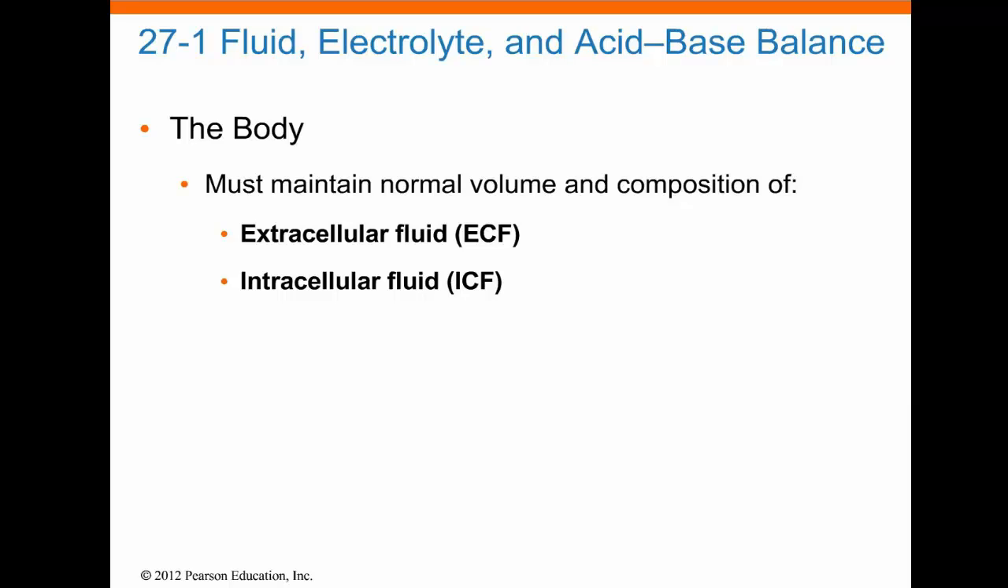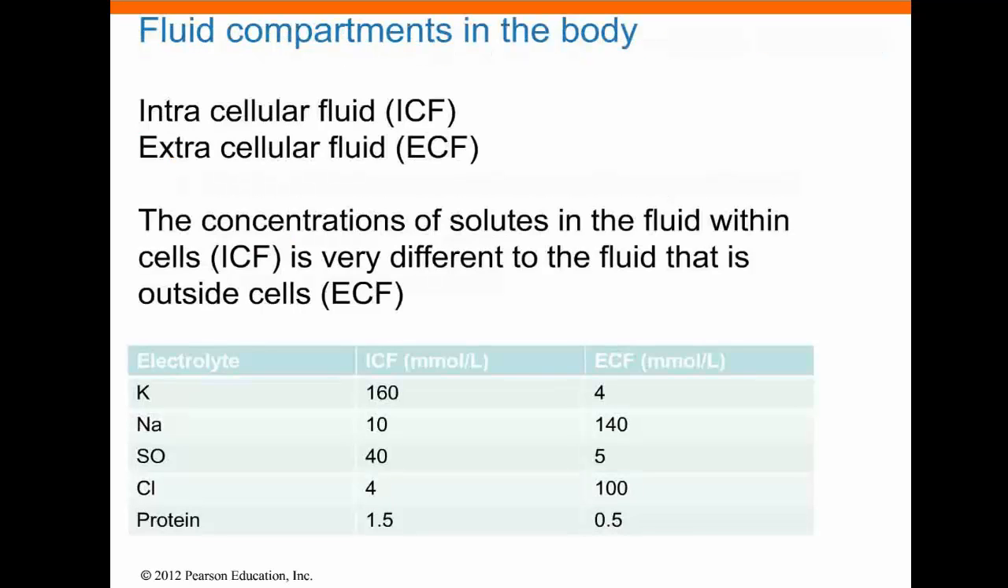To help maintain the concentration within the extracellular fluid and the intracellular fluid, the solutes within the fluid are very different inside and outside the cells. So the amount of electrolytes inside the cell is very different to what is outside the cell. Take for example potassium. Potassium is 160 millimoles per litre in the intracellular fluid. However, it has only a reading of 4 in the extracellular fluid.